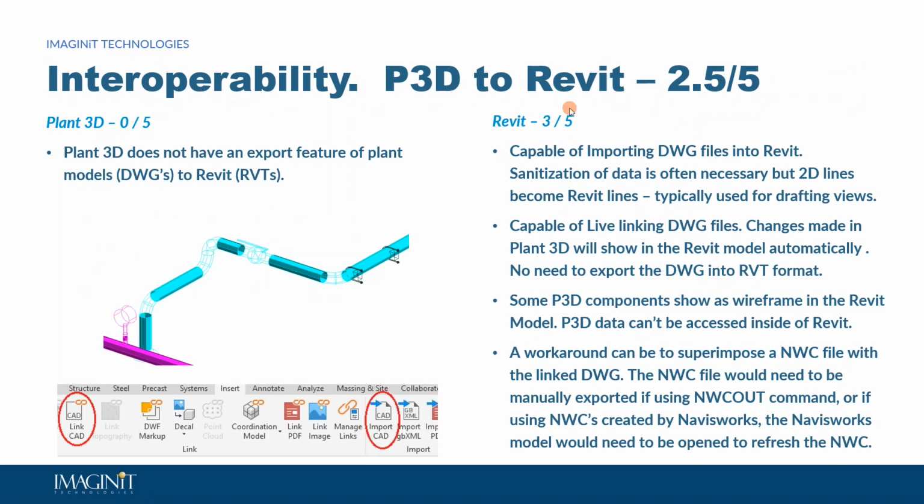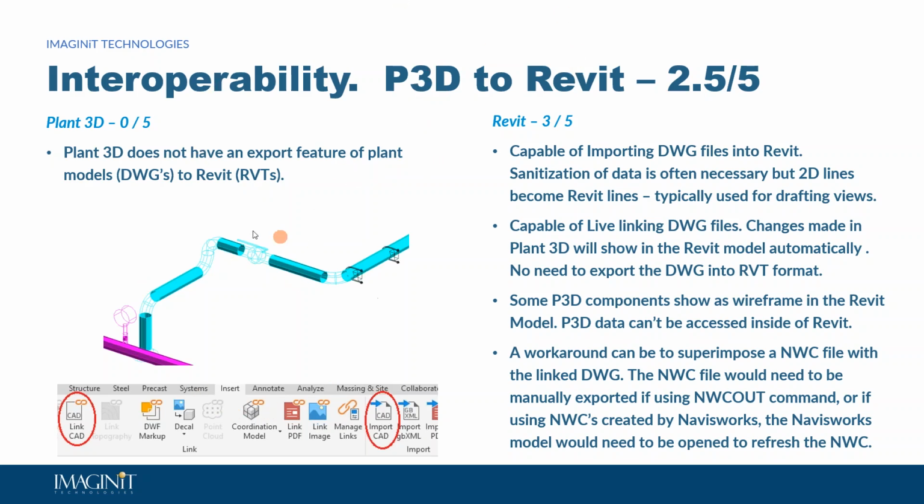Interoperability. So Plant 3D to Revit, we gave it an overall score of 2.5 out of 5. So this is how good is the interoperability between these two software together. So this is the overall score. When it comes down to the different programs, Plant 3D gets a 0. Plant 3D does not have an export feature of plant models, DWGs to Revit. So again, this is when DWGs go to the Revit model.